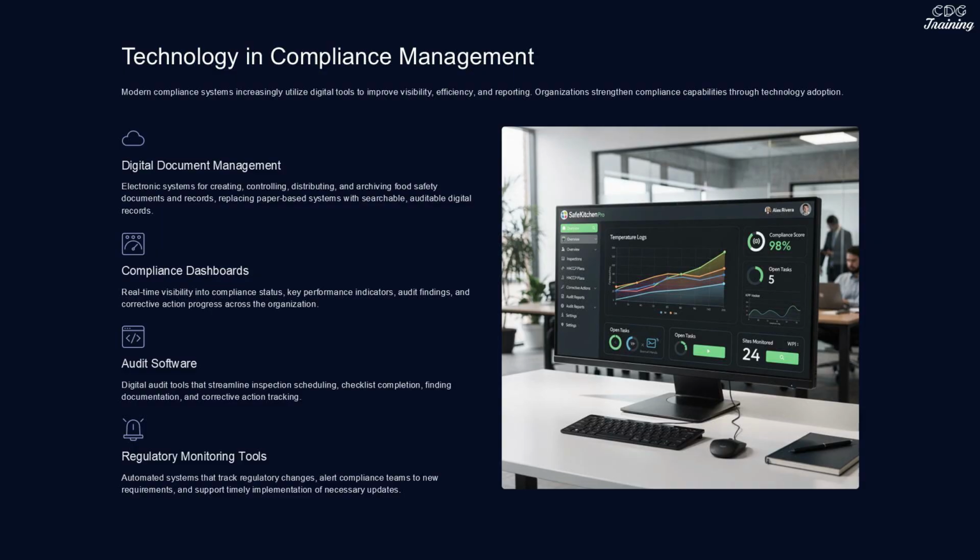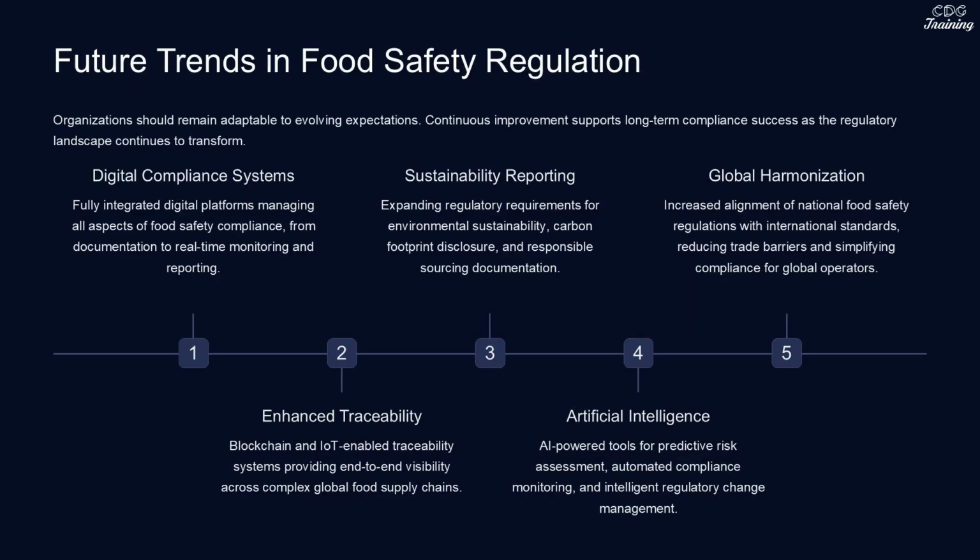These tools help organizations streamline processes and improve compliance outcomes. Adapting to evolving food safety regulations is crucial for long-term compliance success. Digital compliance systems, sustainability reporting, enhanced traceability, and artificial intelligence are key trends. These innovations help organizations maintain compliance and improve food safety management.